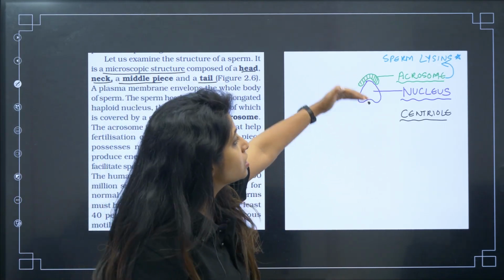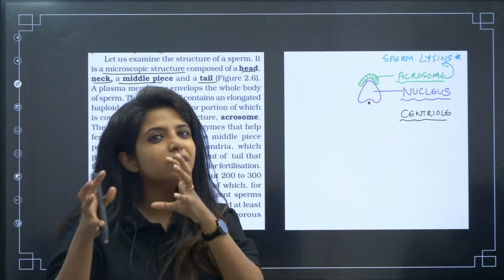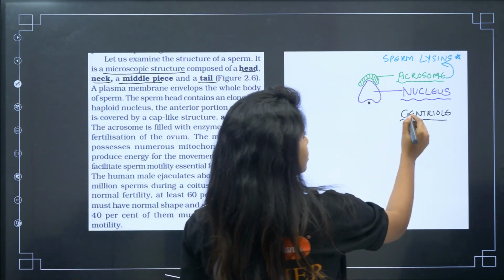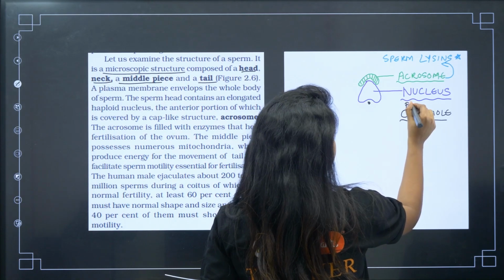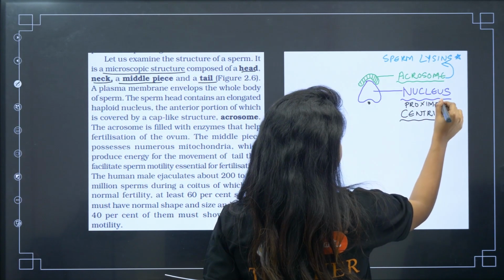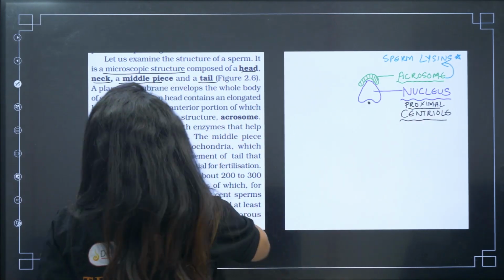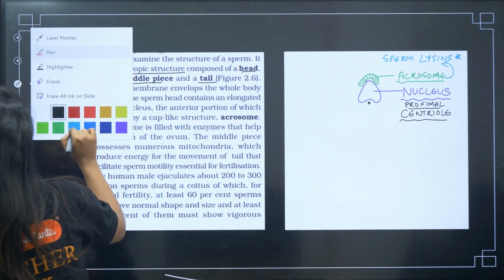This one, which is near to the nucleus, you call it proximal because it is in proximity. So this centriole, what do I call it? I call it proximal centriole. Okay. Now comes the next thing. What is the next thing?